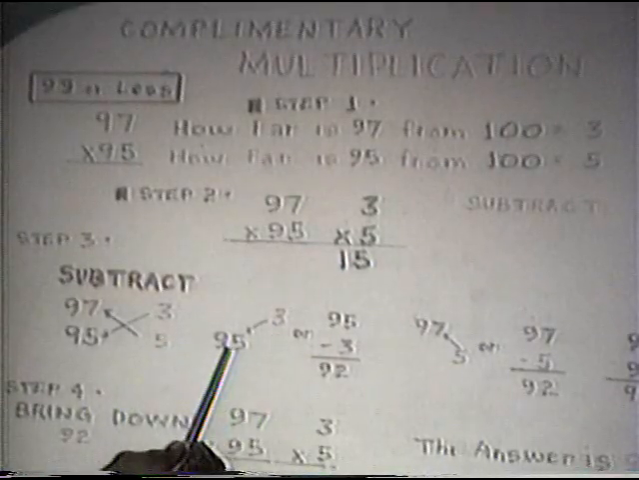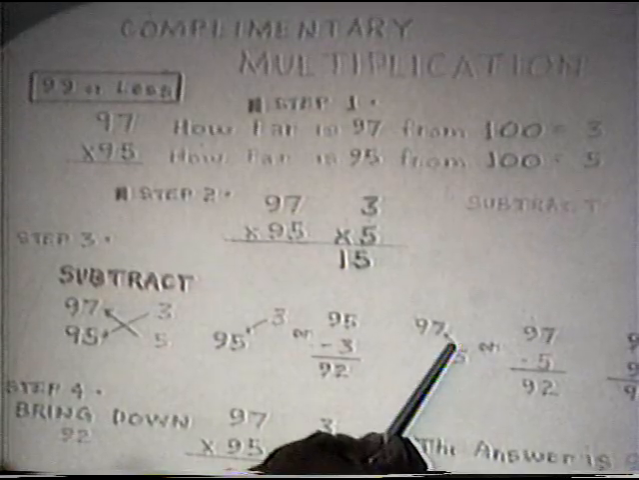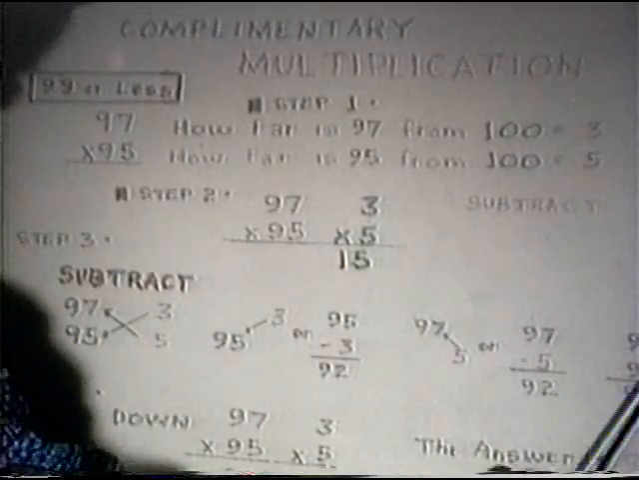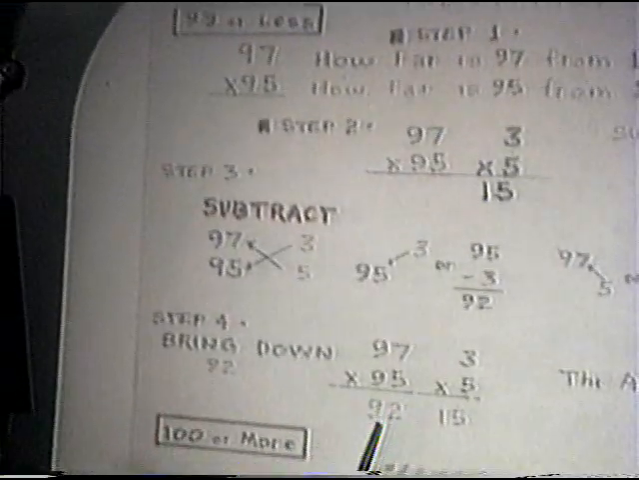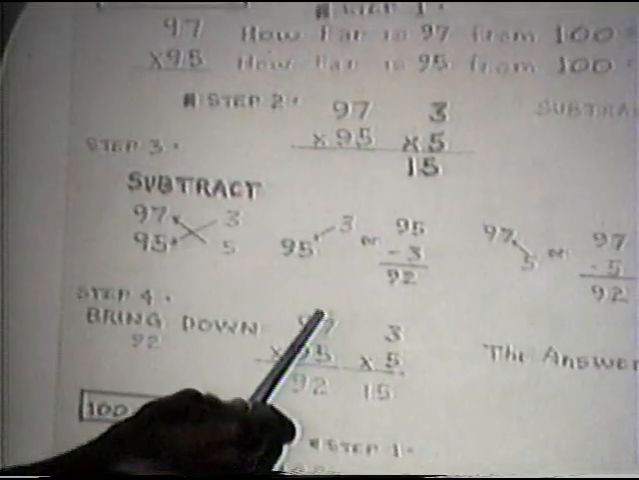In the third step we cross subtract. We subtract the 3 from the 95 and we get 92. Then we subtract 5 from the 97 and we get 92. Step 4, we bring down the 92, then 5 times 3 is 15. The answer is 9,215. 95 times 97 is 9,215. That's how you do complementary multiplication for numbers of 99 or less.